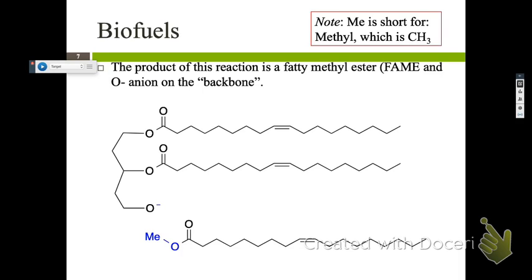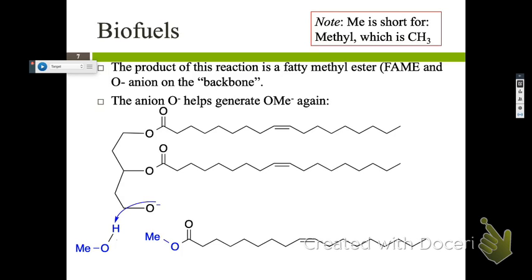And then we end up with this guy. How many times can that happen for this molecule? It can happen once for each of those. And then if we have some methanol around or methoxide, we end up generating more methoxide. This reaction happens over and over again. So it's a catalytic cycle.